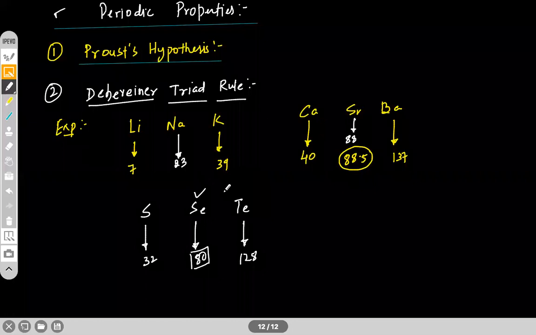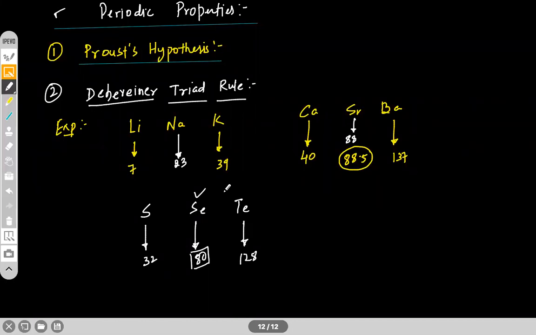Generally 0.5 to 1 we consider, to some extent 1.2. Actually, this theory was not right. For some elements it was exactly true, like lithium, sodium, and potassium. For sulfur, selenium, and tellurium it is exactly true, but it is not found to be exactly correct for calcium, strontium, and barium.